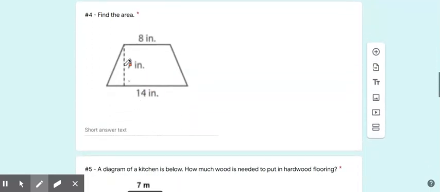Number 4, another trapezoid here, unequal bases. 8 and 14 are your bases. 7 is your height. So write down the area of trapezoid formula and plug in the appropriate values for the variables.